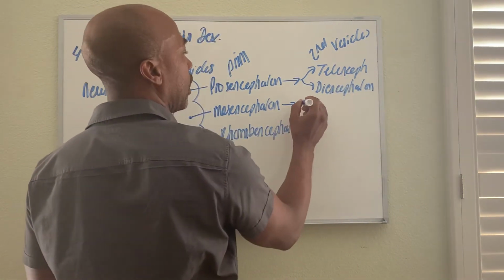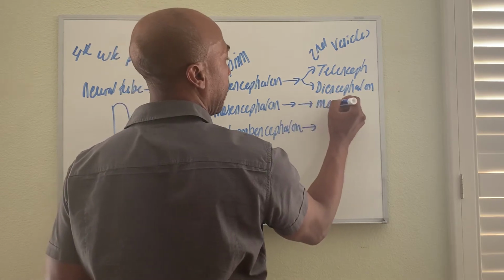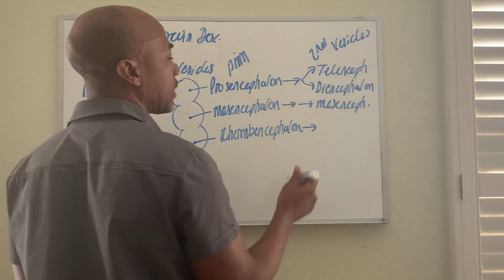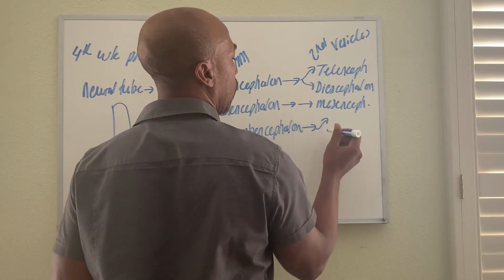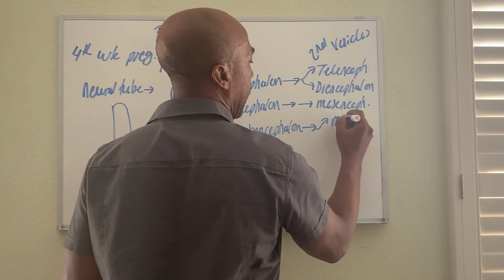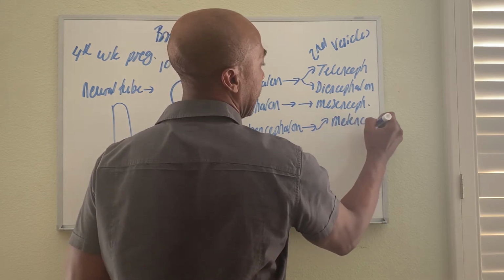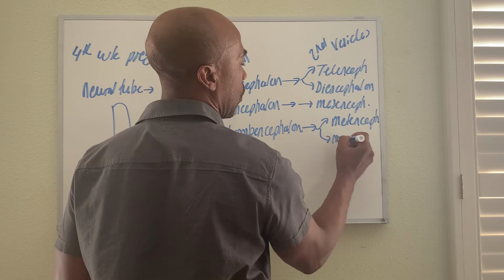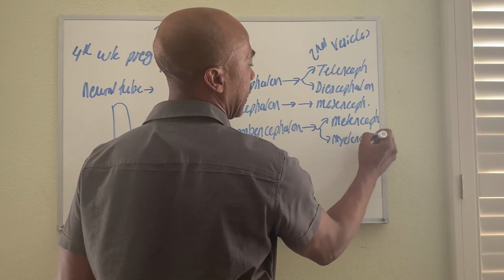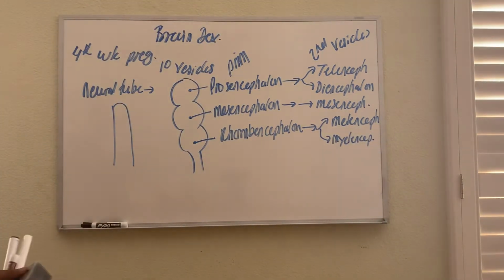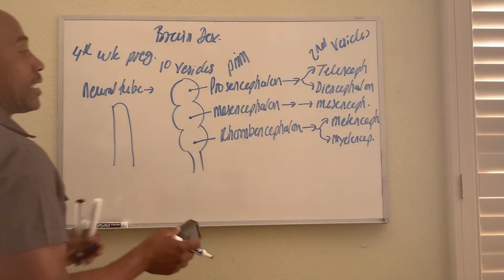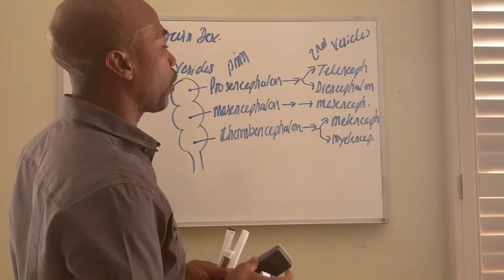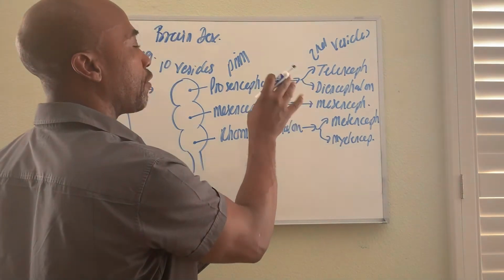Then the mesencephalon stays the same, and the rhombencephalon will form your metencephalon and your myelencephalon. And then from these 5 secondary vesicles, this is how you then form the brain structure.